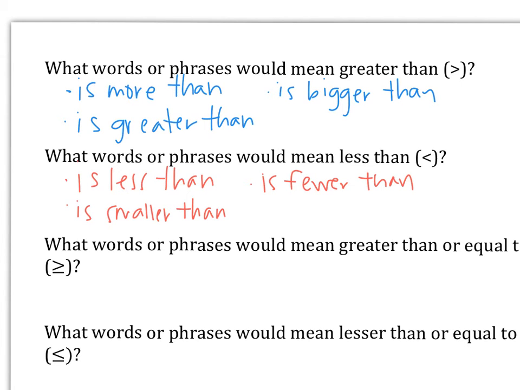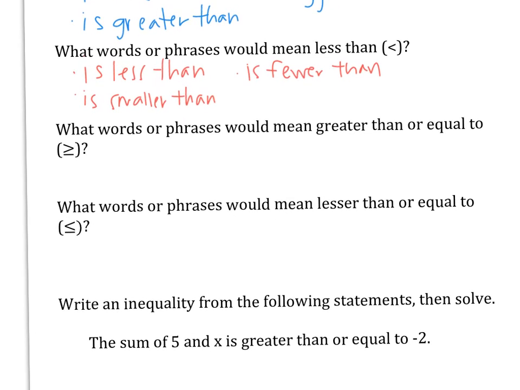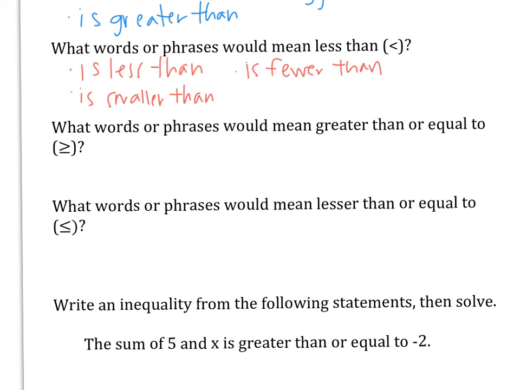Okay, let's continue. What words or phrases would mean greater than or equal to? So remember, when we have greater than or equal to, that means the number that we see or bigger, right? So we could say something like, Miss Roddy is at least 5 feet tall, which means that I could be 5 feet or I could be greater than 5 feet. And I am definitely greater than 5 feet tall. But anyway, saying at least would be a phrase that would mean greater than or equal to.